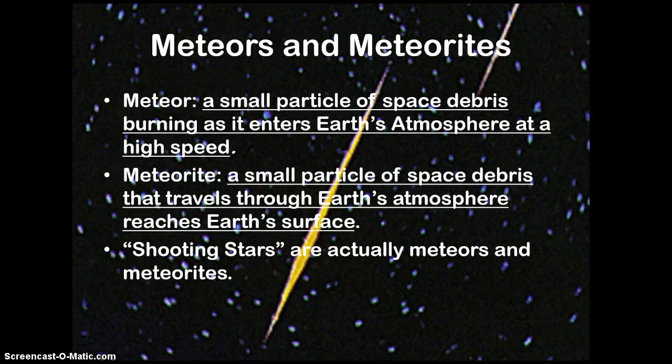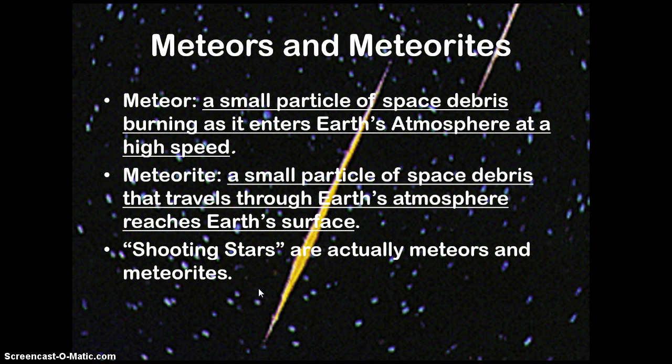Okay, so now, meteors and meteorites. Meteors are small particles of space debris burning as they enter the atmosphere at a high speed. Space debris could be space trash from space exploration. It could be a planet that got hit by an asteroid. It could be just stuff like that. A meteorite is that same space debris that actually makes it through the atmosphere and reaches the surface. So a meteor is burning up, and this is what we call shooting stars. A meteorite is what actually makes it down to the ground.